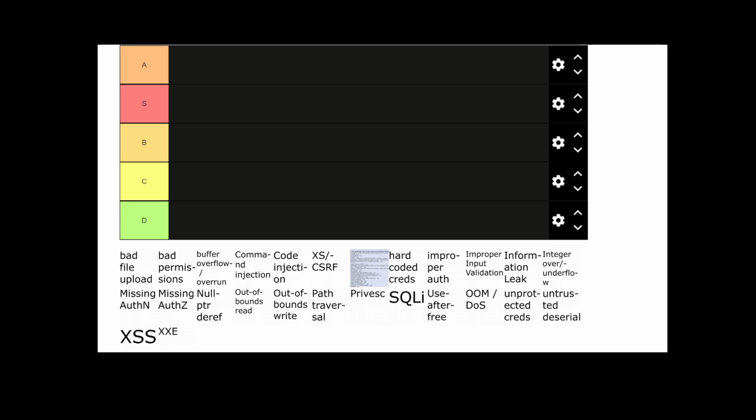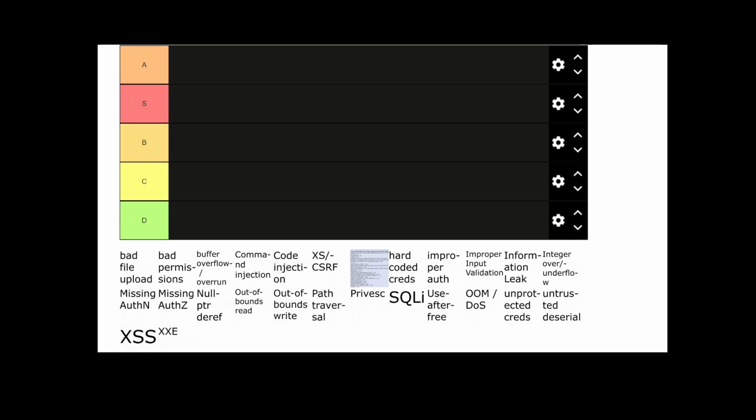Top 25 most dangerous software weaknesses, CWE 2020 tier chart video, where I'm going to try and categorize the top 25 CWEs. CWE stands for common weakness enumeration, which is the technical way to classify computer vulnerabilities.